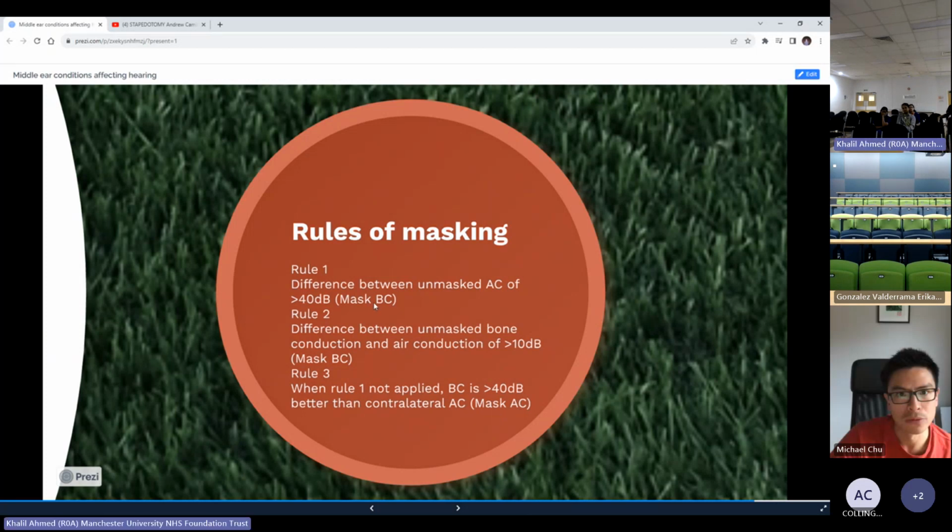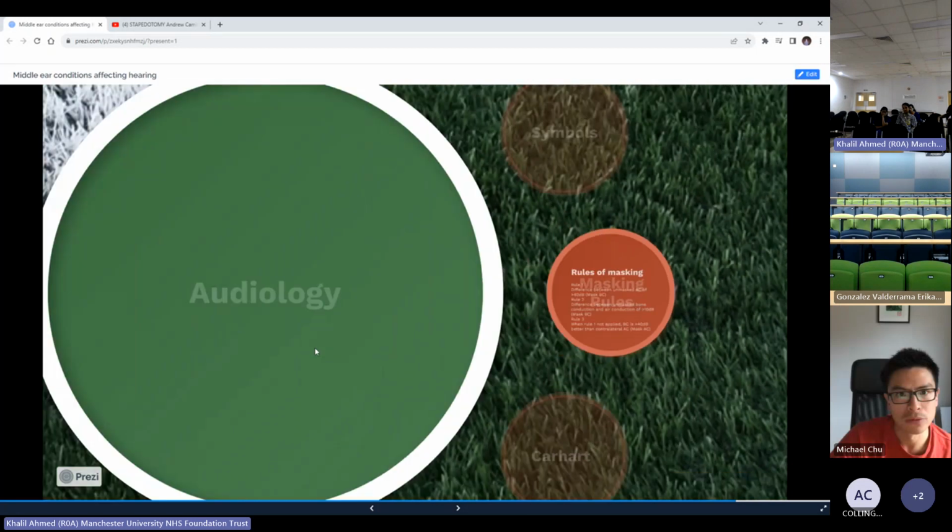When you mask bone conduction, that means you're using your bone conductor. It doesn't matter which side it's on, because it's vibrating the whole skull, and the masking sound has to be an air conduction sound in the non-test ear. All right, so let's teach you how to do that.